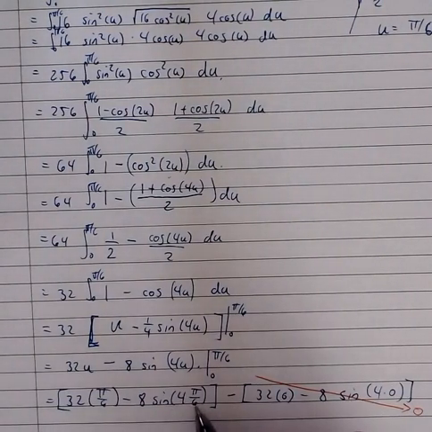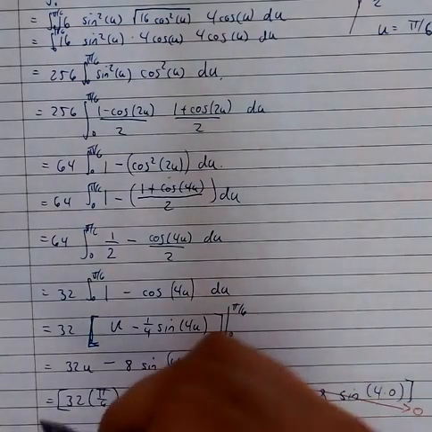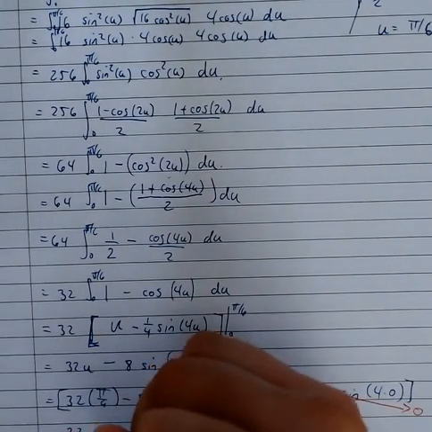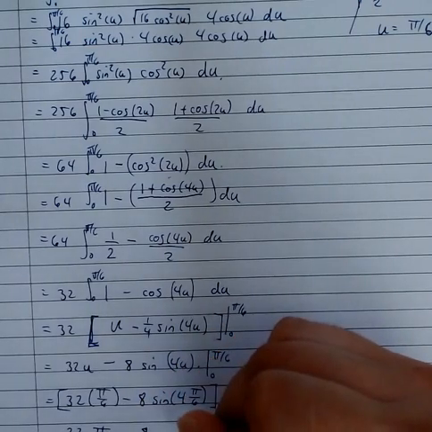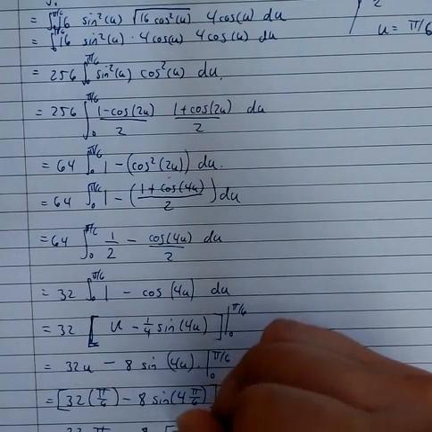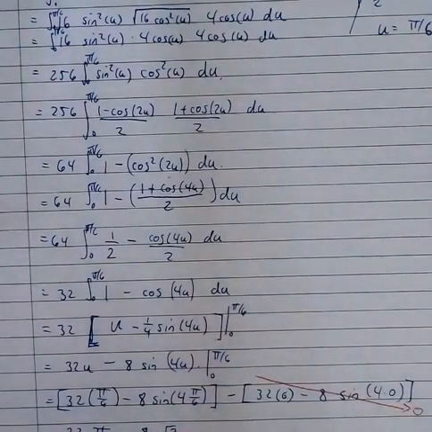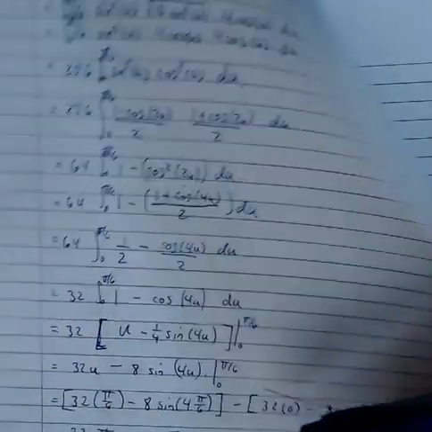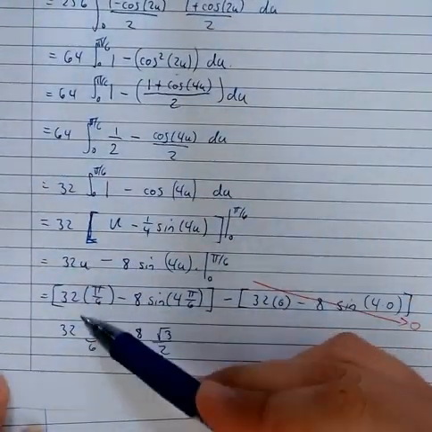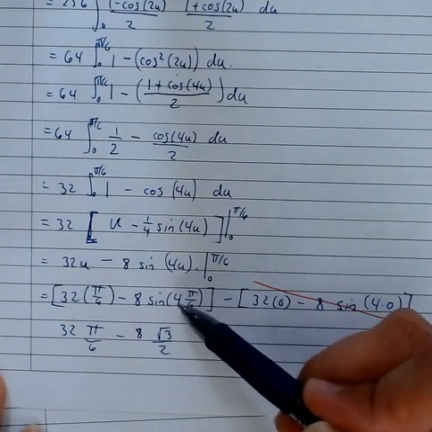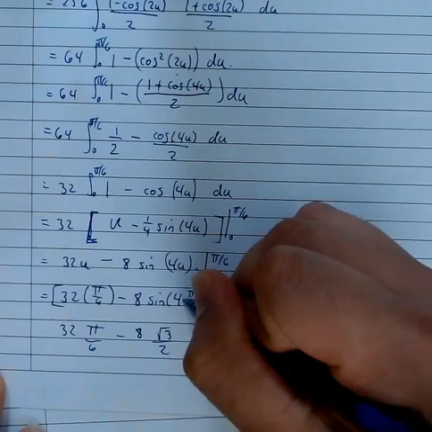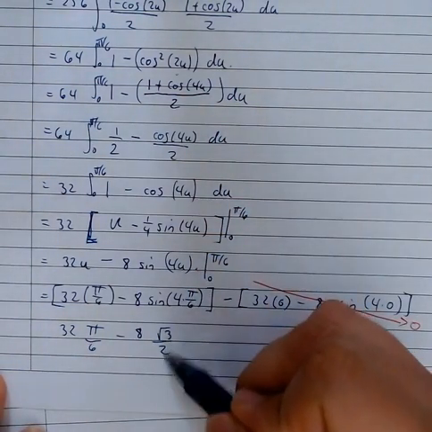If I take 4 times pi over 6, that's the same as 2 pi over 3. And if I take the sine of 2 pi over 3, I get root 3 over 2. So this gives me 32 times pi over 6 minus 8 times root 3 over 2, like that. Oop, you guys can't see that, can you? There we go. So that I just brought that down, minus 8 times the sine of 2 pi over 3. Right, these are being multiplied. The sine of 2 pi over 3 is root 3 over 2.